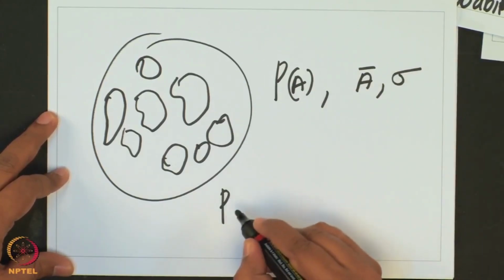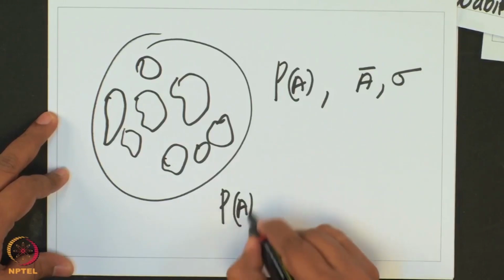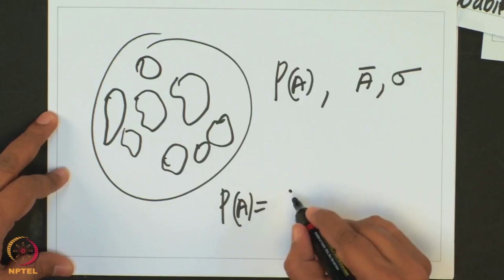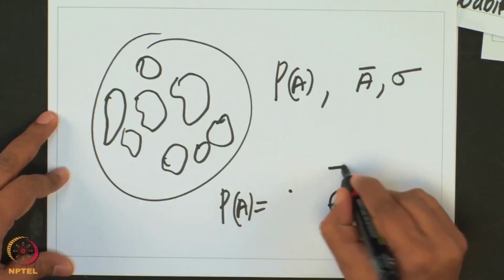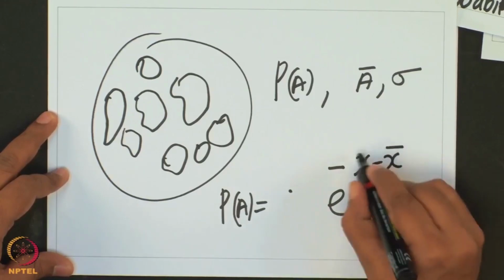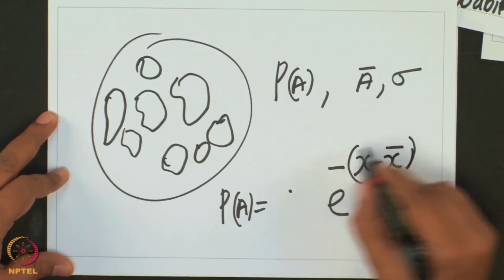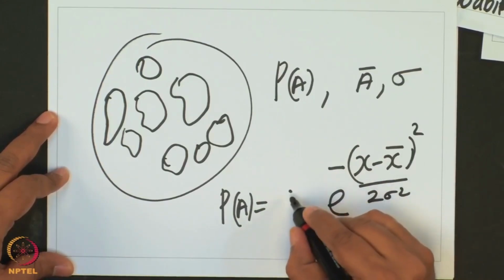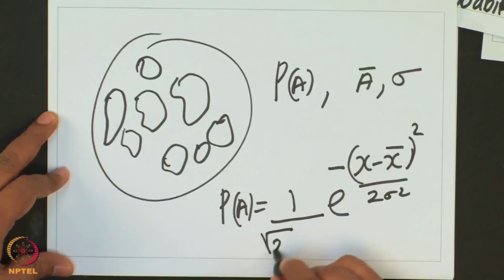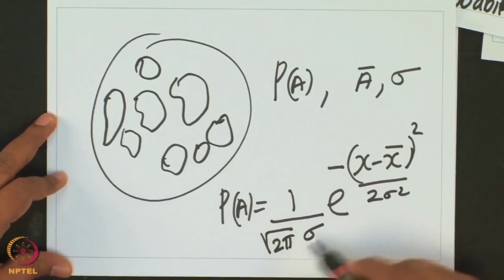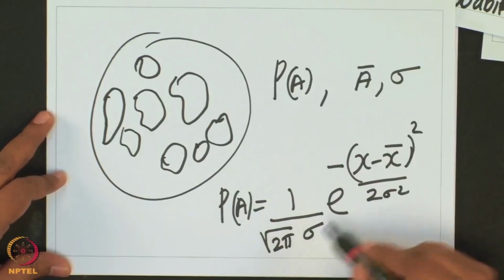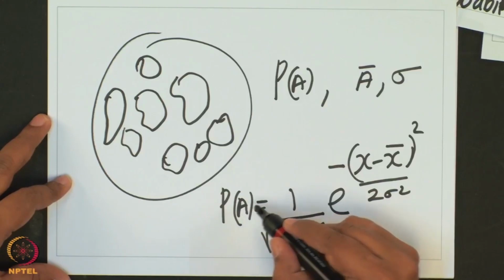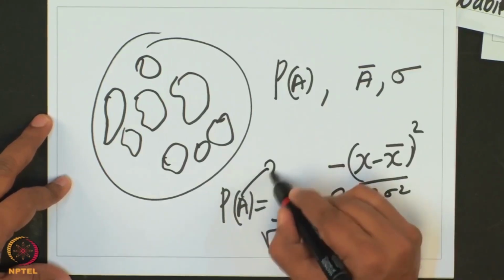The expression for this p of a would be some normalization constant times e to the power minus (x minus x bar) whole square by 2 sigma square, where x is a. The normalization constant will always turn out to be 1 by root 2 pi sigma. This is the form of it, and this a is actually x.